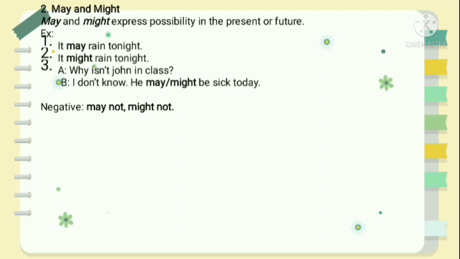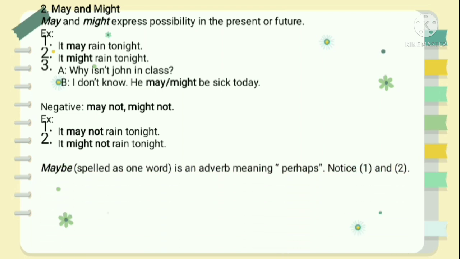The negative sentence of may here, you can use may not or might not. For example, number 1, it may not rain tonight. Number 2, it might not rain tonight. Maybe, spelled as one word, is an adverb. The meaning is perhaps. You may notice number 1 and number 2 later.